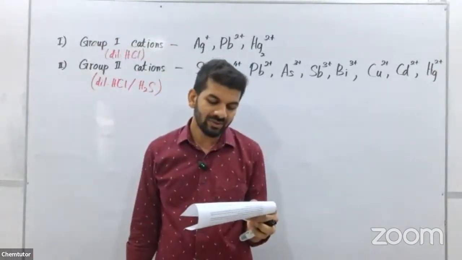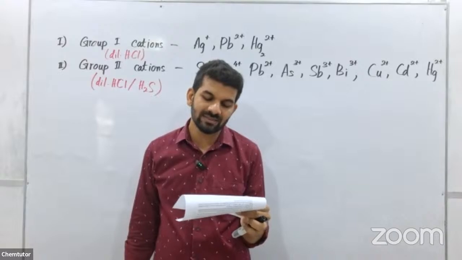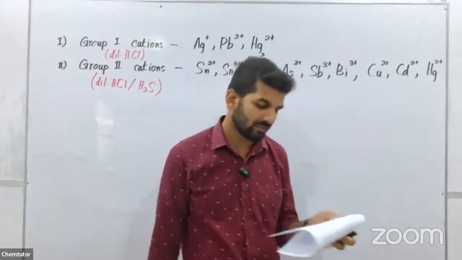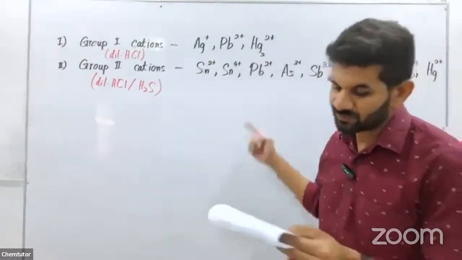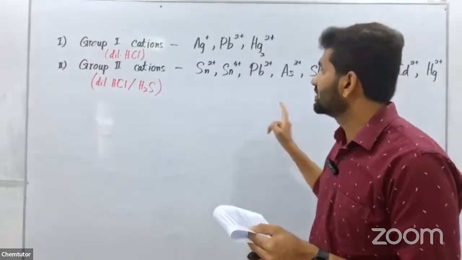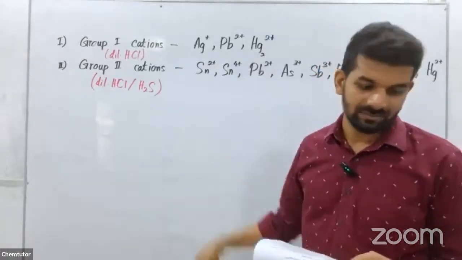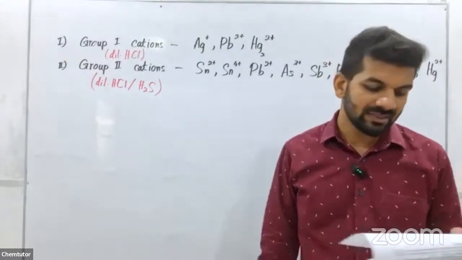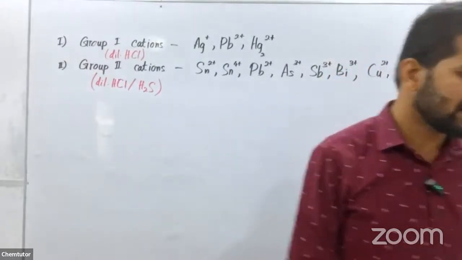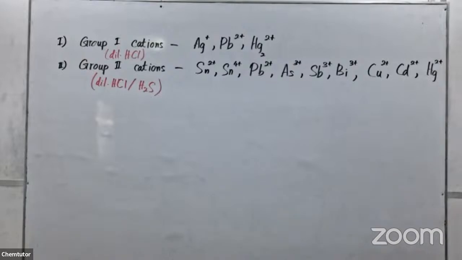The reactions involved in the precipitation of group 2 cations are as follows. Sn2+ will precipitate as SnS, and Sn4+ as SnS2. Now, they have their own colors, so let's write the colors as well.